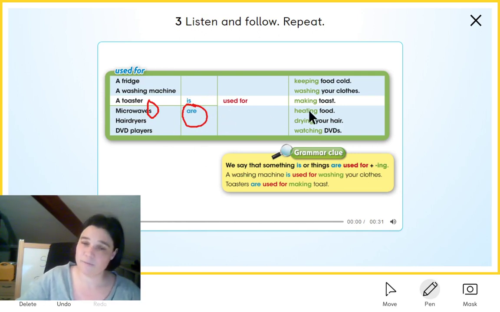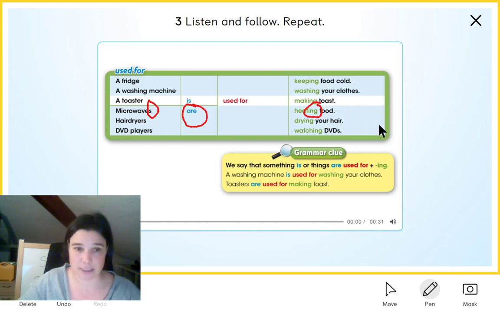And then again, heat is the verb, but we have to add the ing form at the end so that the sentence is correct. That would make the sentence like this: Microwaves are used for heating food. That's exactly what we have in the grammar clue this time, in the yellow little square. And it says, we say that something is or things are used for, plus ing. That's exactly what I was just telling you.